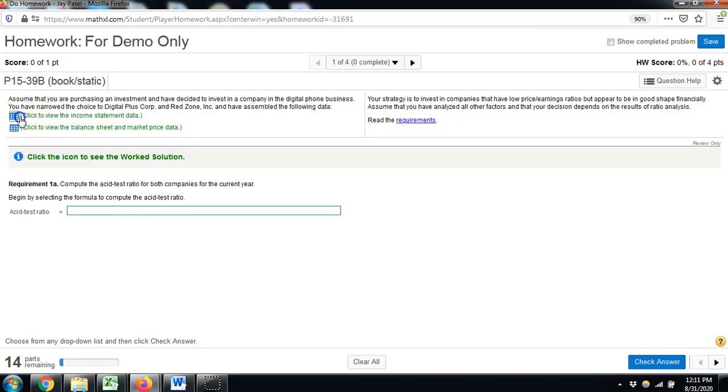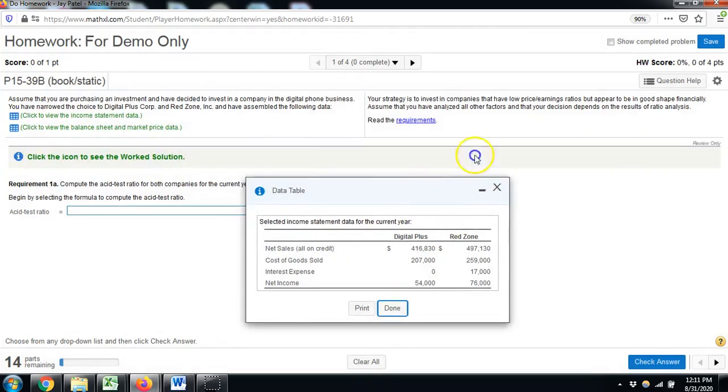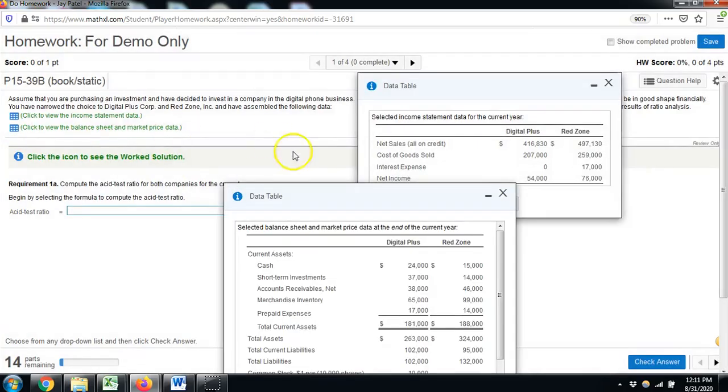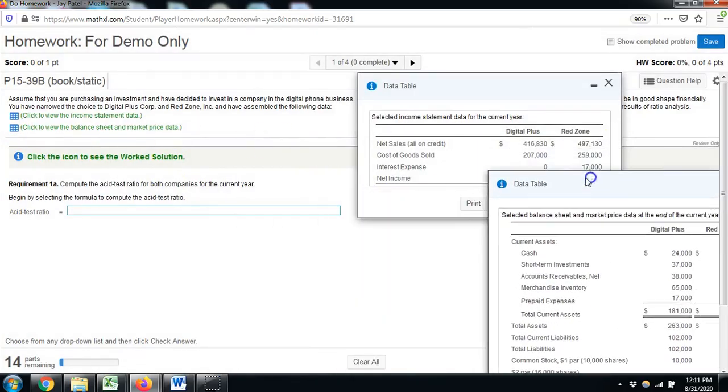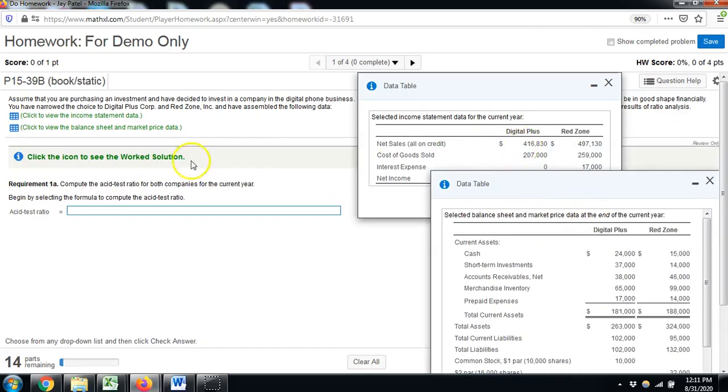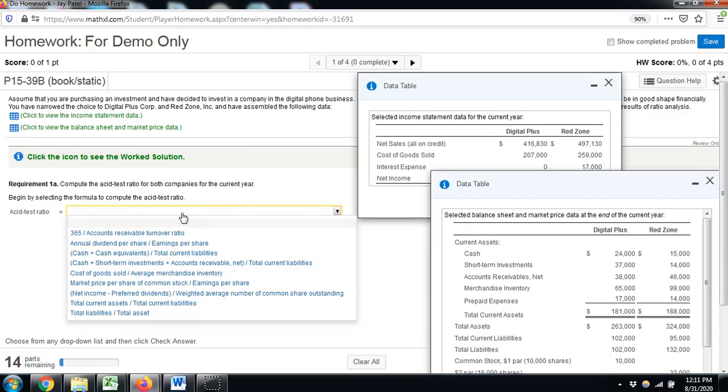So let's see, we can open up our income statement and our balance sheet, and again you see there's two companies listed here and their respective income statements and balance sheets. So let's start with this. It's asking us what the acid test ratio is. So let's look at our options.